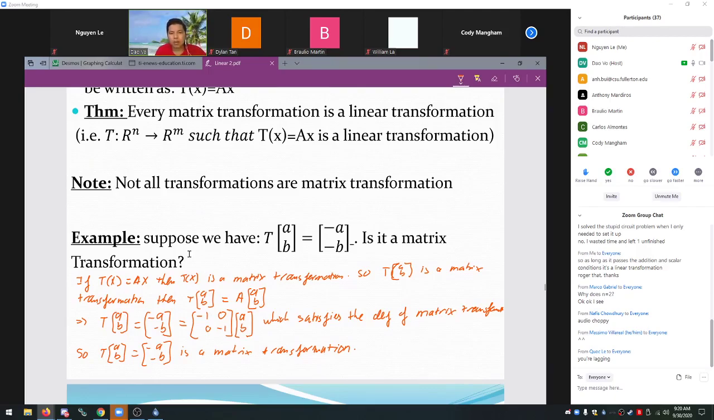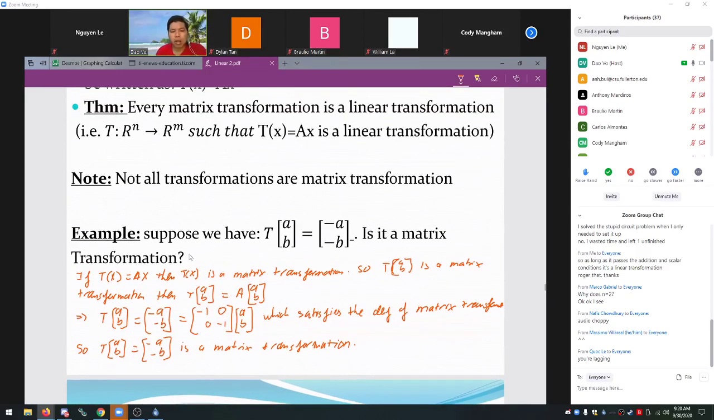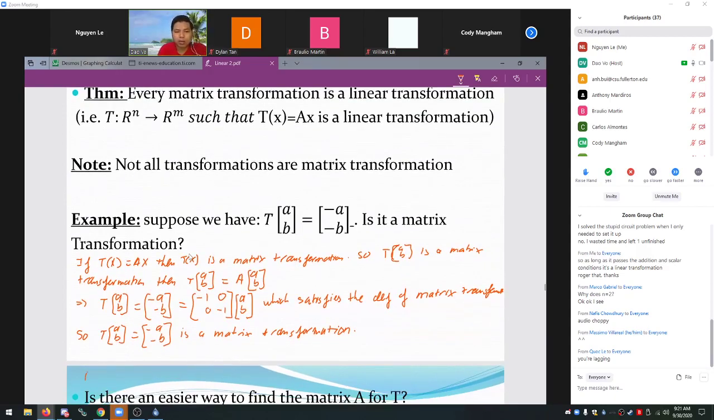Okay, sounds good? Yeah, so that's what we did before in section 2.2, all right? So it is a matrix transformation. Another example that I can ask is: is the transformation of A, B, C equal to A plus B, B plus C, A minus C, and then C minus B a matrix transformation?